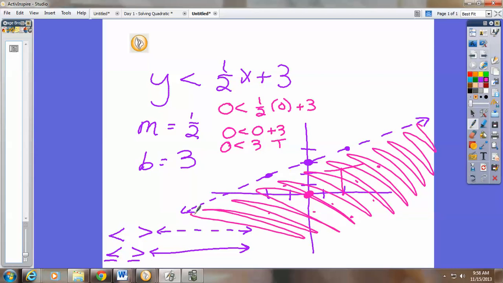What does that indicate about the other side of our line? False. These are the false sides. So if we tested an ordered pair, would it be a solution? Would it be true for this inequality? It wouldn't. Those ordered pairs on the left side, or the upper half of our graph, are not solutions. Any questions here?